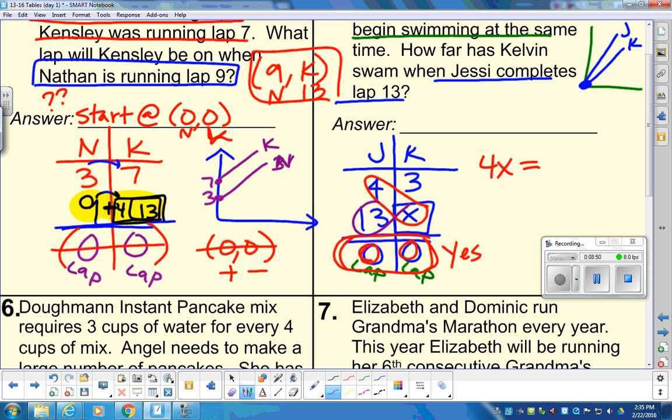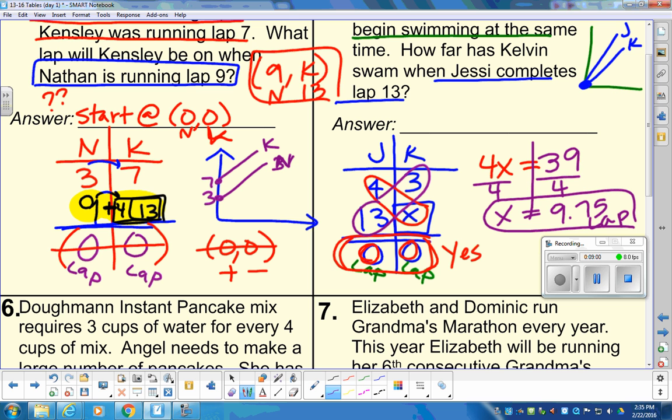We have 13 times 3 is 39. Hand method kicks in. We divide by 4, copy, paste, and we get x equals 9.75. That would have been hard to do in our heads. So when Jesse's on lap 13, Kelvin is on lap 9.75. So you can see that Jesse is always ahead of Kelvin because Jesse's just a faster swimmer, but they did start at the same time, so it's a cross products question.